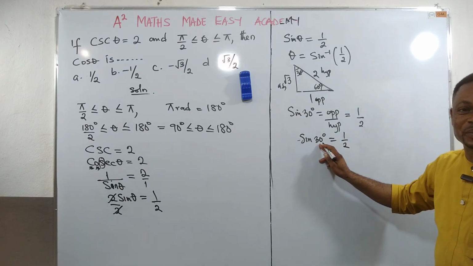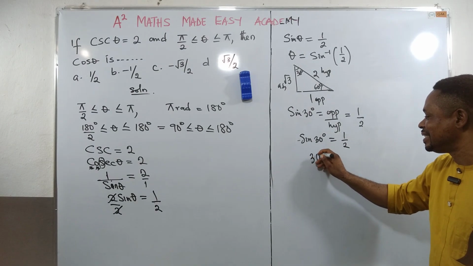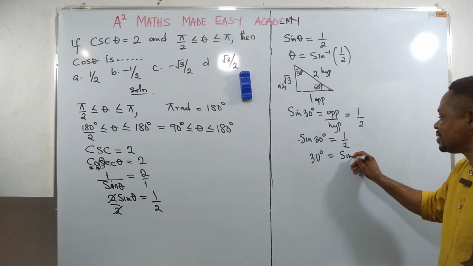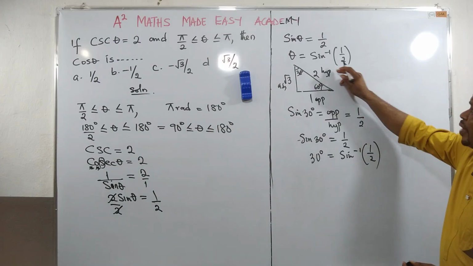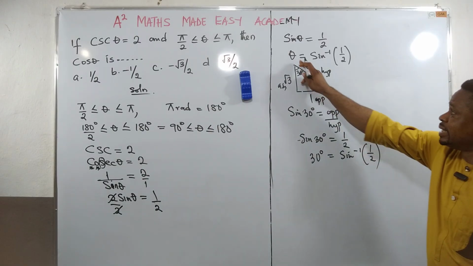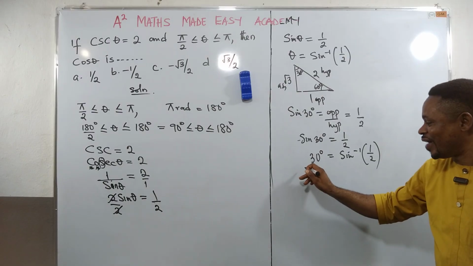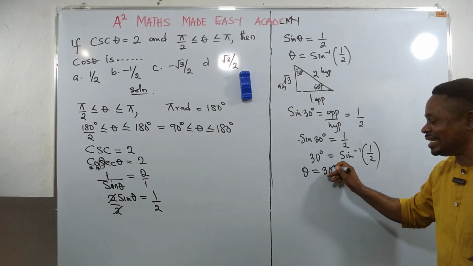Make 30 degrees the subject of the formula. It will now say 30 degrees is sine inverse of 1 over 2. Can you see that this is sine inverse of 1 over 2? This is theta, which means the value of theta now is already 30 degrees.